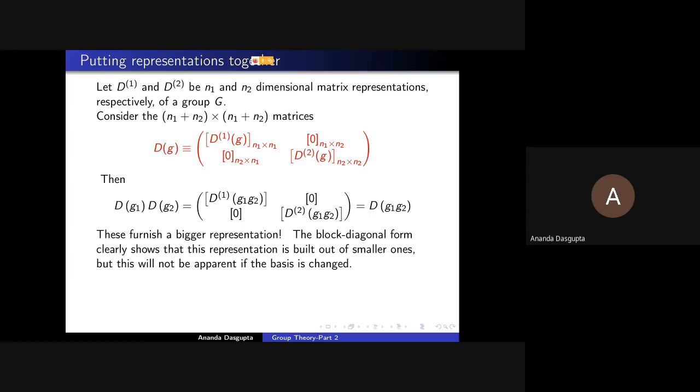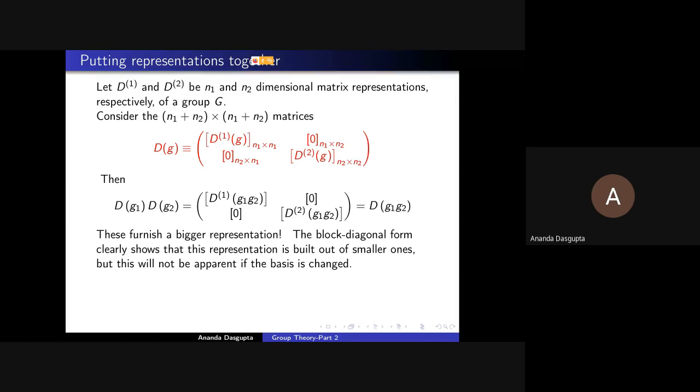But that's not always obvious, because if you change your basis, the matrices will undergo similar transformations, and all these terms will get mixed up, and you will no longer see a nice block diagonal structure. So, an important question is, when is a representation built out of smaller ones? Simply because smaller things are easier to understand. If you can build up bigger representations out of smaller ones, and you know that they are built out of smaller ones, then you essentially understand the smaller things, you understand the whole thing.